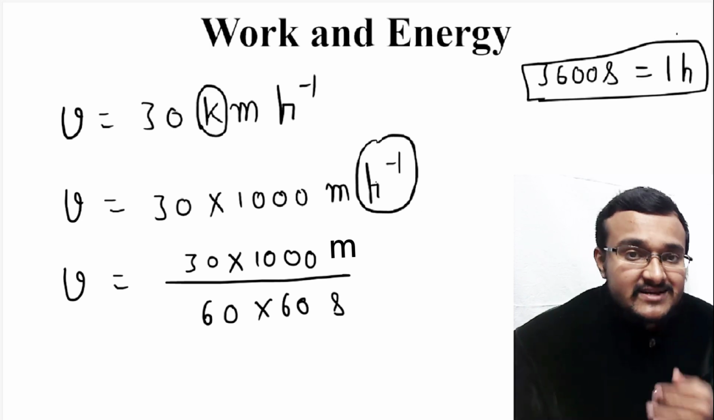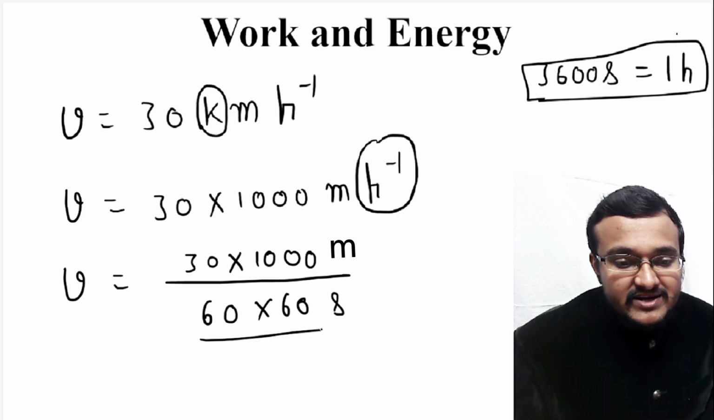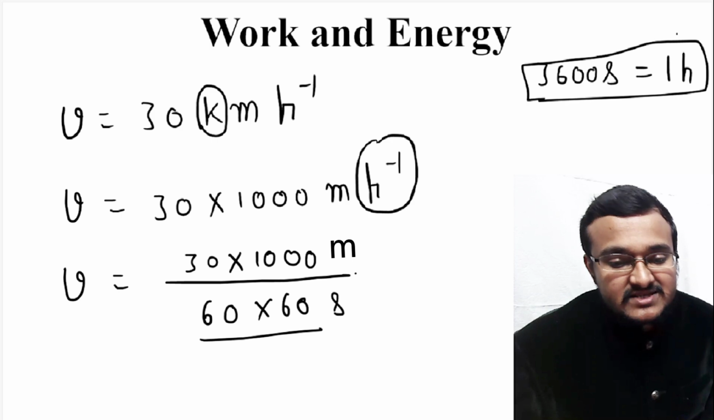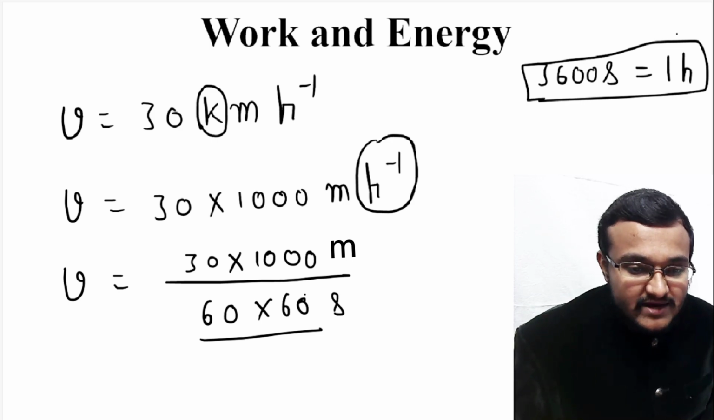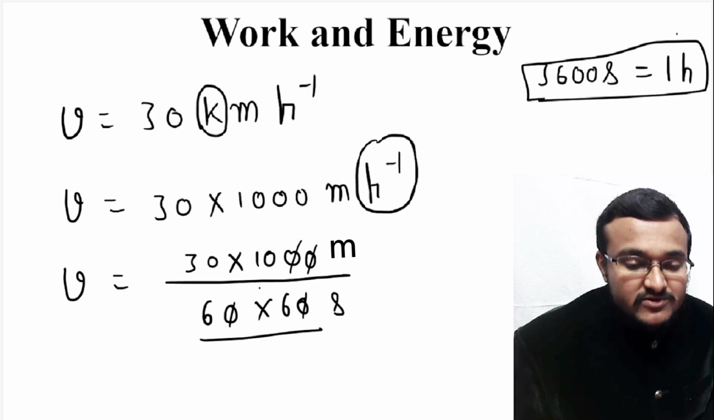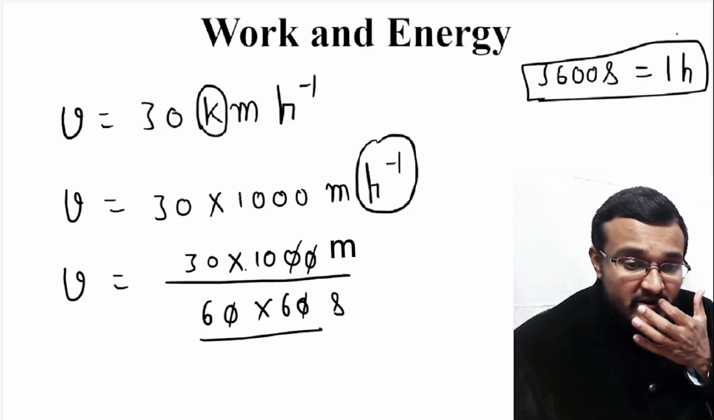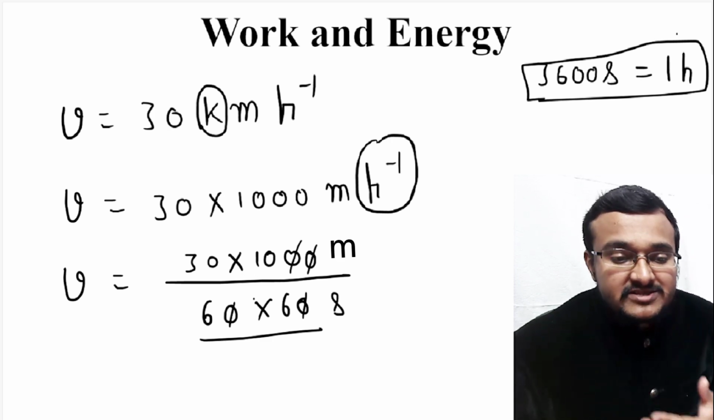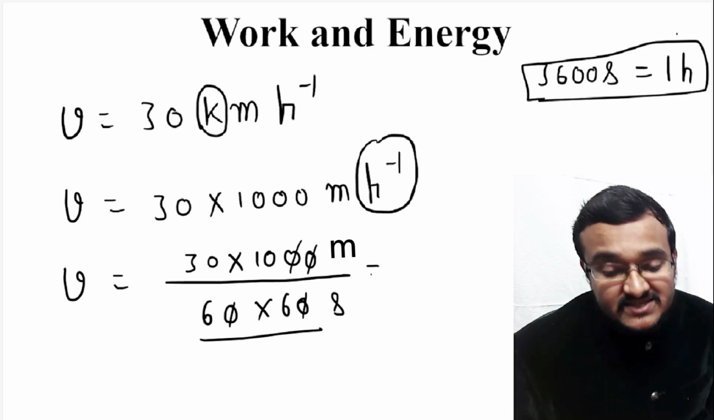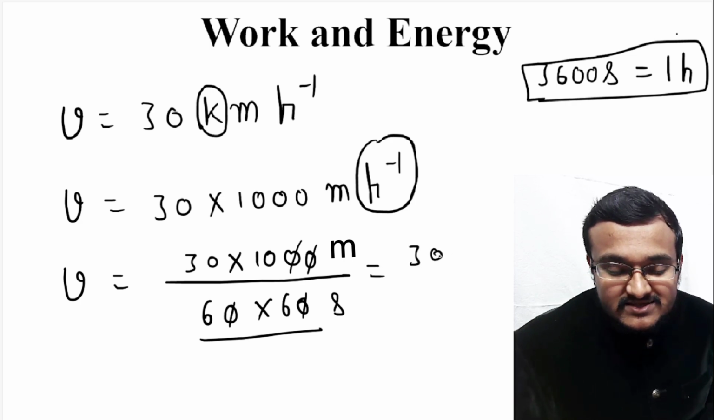So here hour is in denominator. So in the place of hour, I will write 60 into 60, that is 3600 seconds. So now here 10 gets cancelled with each other. Here also 10 gets cancelled with each other. Now you have 30 into 10 divided by 6 into 6, that is 36. So 30 into 10 is 300 divided by 36.